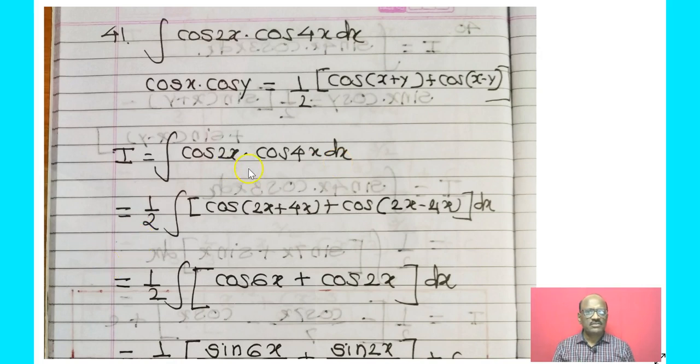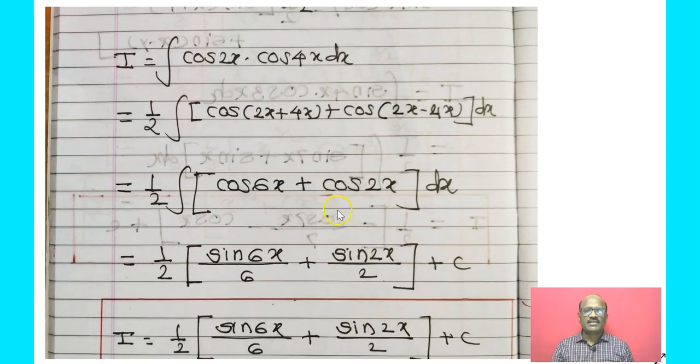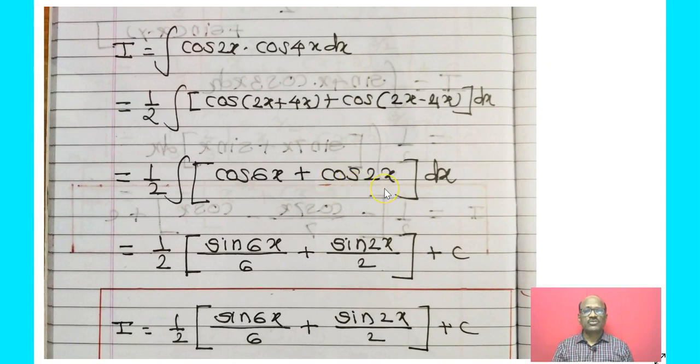That is the sum of these two terms: cos of (2x plus 4x) plus cos of (2x minus 4x). 2x plus 4x is 6x. Cos of 2x minus 4x means cos of minus 2x. And what is cos of minus theta? Cos of minus theta is cos of theta, and sine of minus theta is minus sine theta. Cos absorbs the negative sign and sine reflects the negative sign. Therefore we get cos of 6x plus cos of 2x.